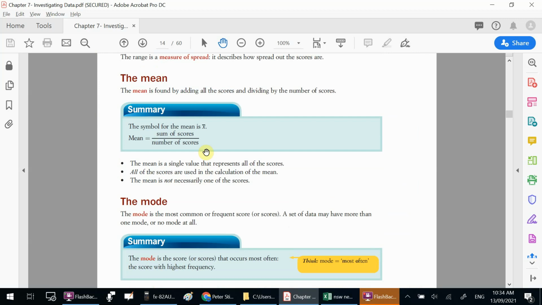So the mean, it's very important to understand the mean is a statistical measure of what we call average. And it is obtained by adding up all the scores and dividing by the number of scores. And the symbol is what they call X bar. So, very important that we understand the sum of the scores, which you add them all up, and divide by the number of scores.